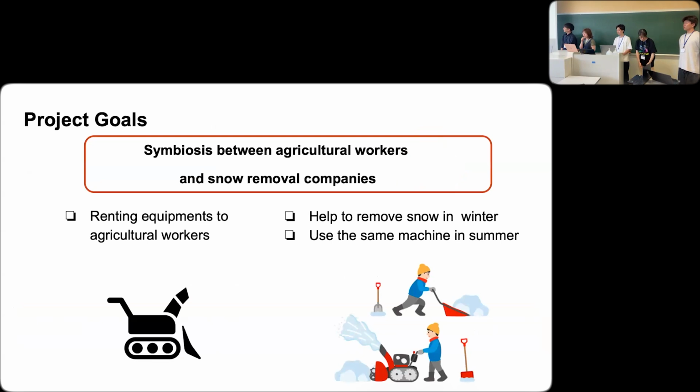As a final project goal, we are going to create symbiosis between agricultural workers and snow removal companies. We would like to rent equipment to farmers so they can help to remove snow and not be deterred by high costs and the shortage of workers during winter. And we can develop new machinery that can be used for both agricultural work in summer and winter snow removal.